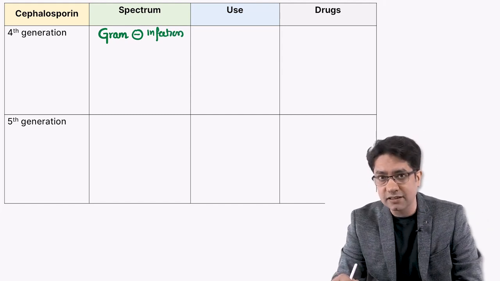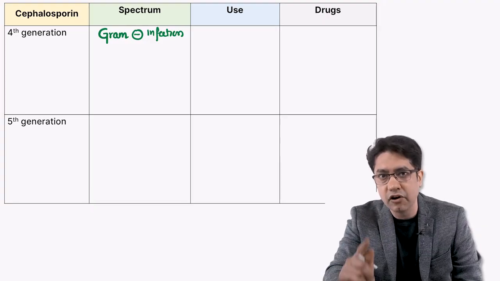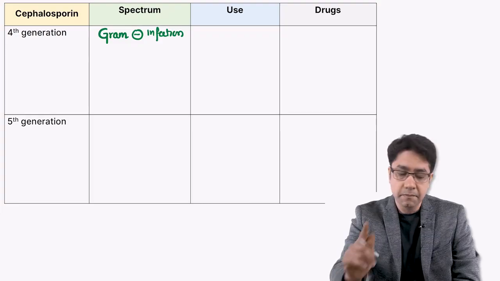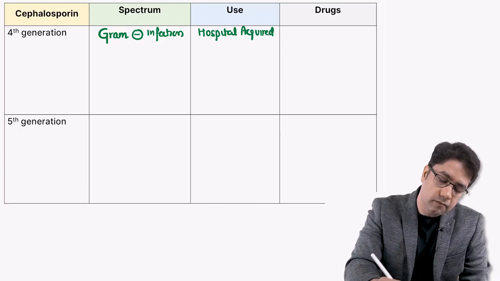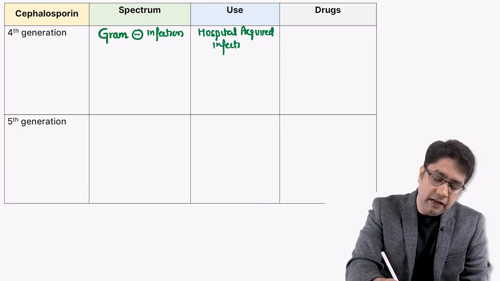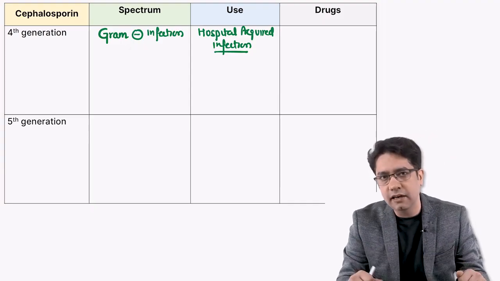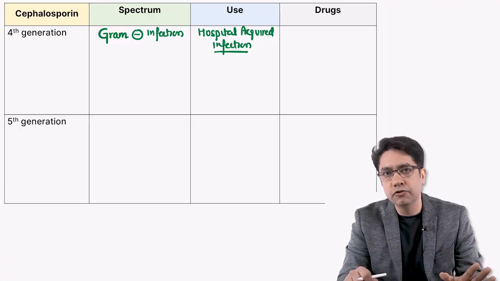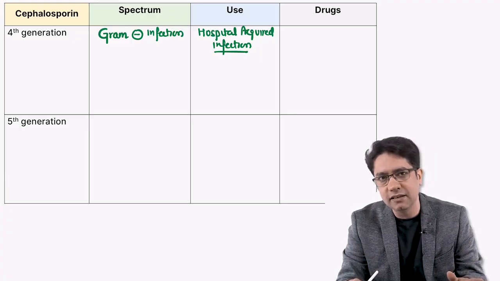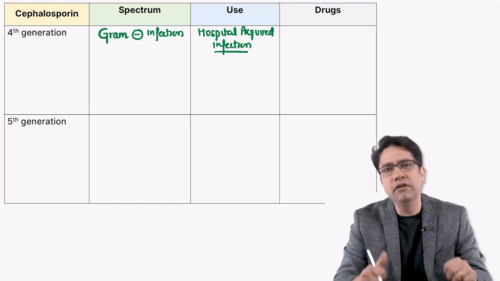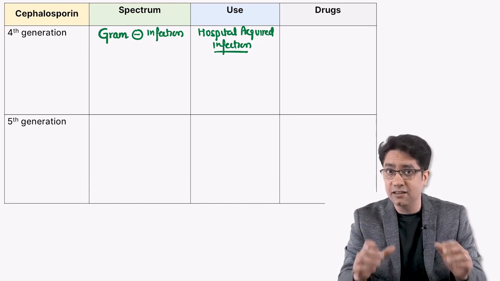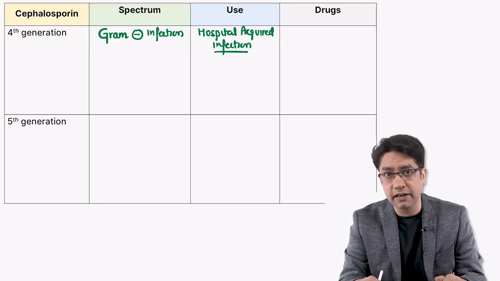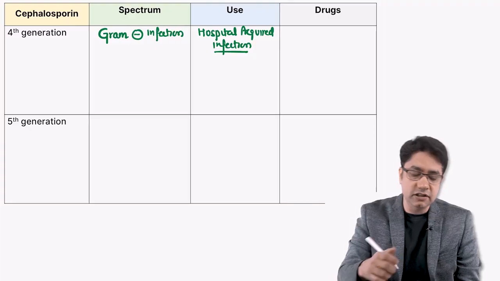But sir, what is the difference? Third generation were given for community-acquired infection, but fourth generation cephalosporin, they are rather given for hospital-acquired infection. So don't you think in hospital acquired infection, let's say a person is on ventilator, we have put a Ryle's tube, or if we have put a Foley's catheter, all these interventions can lead to infection. And in hospital, you will find very resistant bacteria. These bacteria are resistant to antibiotics. So we have fourth generation cephalosporin.